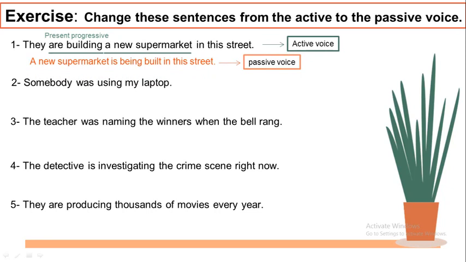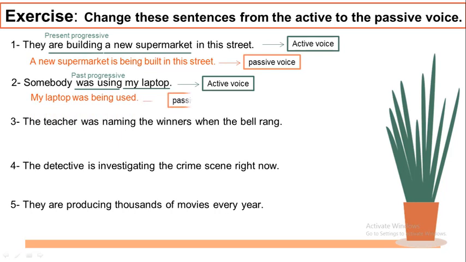Number 2. Somebody was using my laptop. Was using is the verb and it is in the past progressive. What was he using? My laptop. So we have to change this active voice to the passive one and it will be: my laptop was being used. And we didn't mention the doer of the action because it's not important.